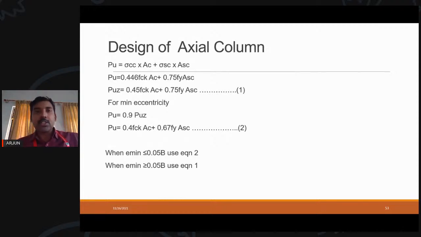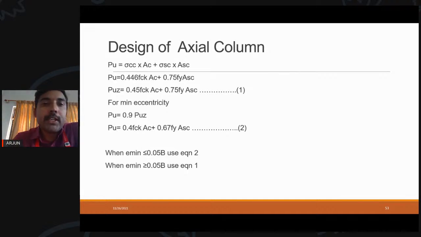Coming to today's session, the very important parameter required in solving problems related to columns: most of the time the problems pertain to axially loaded columns only, because to solve problems related to uniaxial and biaxial columns, we most of the time require SP16 for the interaction curve. Since SP16 is not allowed in the GATE examination, you can expect problems related to axial columns only.